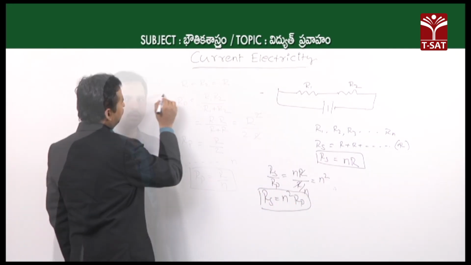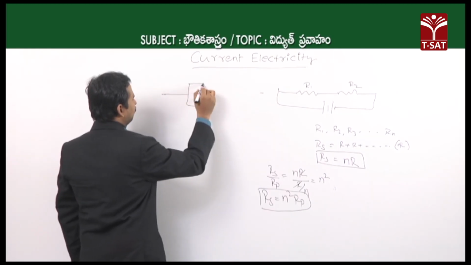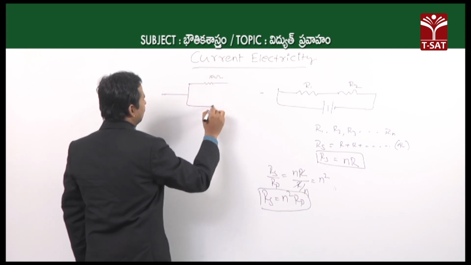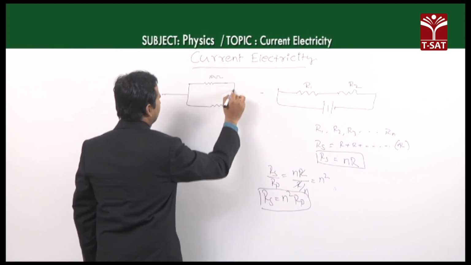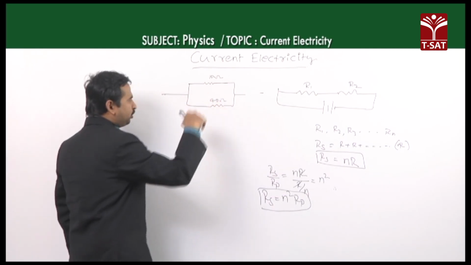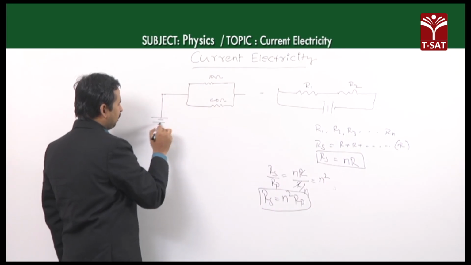We are taking a total of two resistances here, of which one has, let us suppose, 10 ohms, and another one, let us suppose, 40 ohms. And these two are connected to a battery of, let us say, 12 volts.